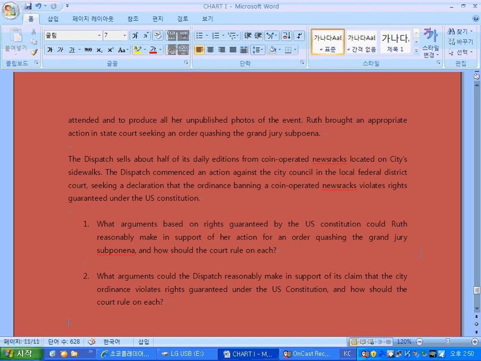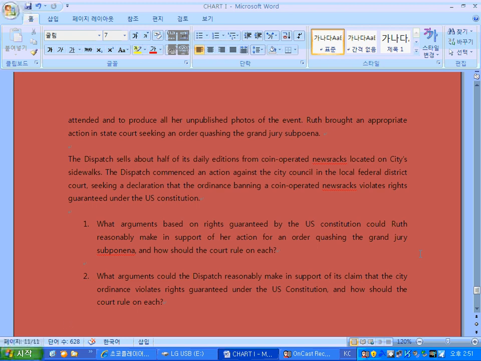A law which seeks to regulate speech is presumptively unconstitutional. To justify content-based regulation of speech, the government must show that the ordinance is necessary to serve a compelling state interest and is narrowly drawn to achieve that end. City Council enacted an ordinance banning all coin-operated news racks from the city's public sidewalks and any other public property to improve public safety. On its face, the ordinance does not regulate the content of speech because it does not in any way interfere with the content of a Dispatch publication. Thus, the ordinance is content neutral.